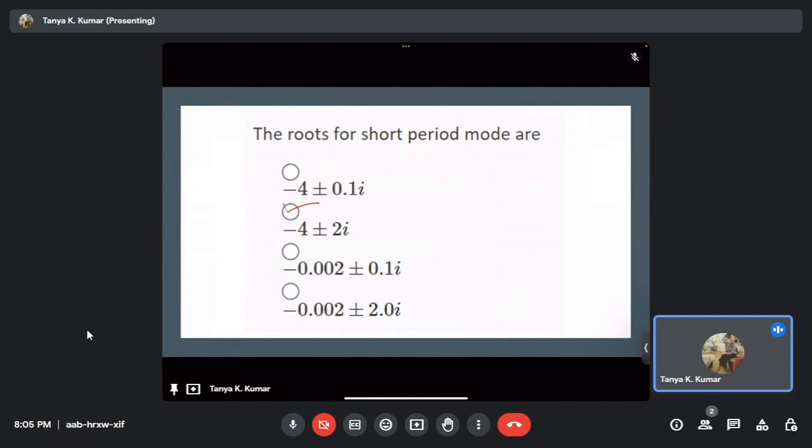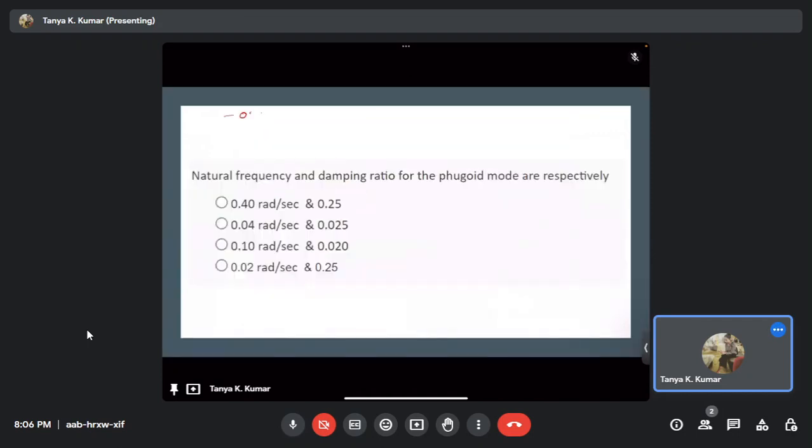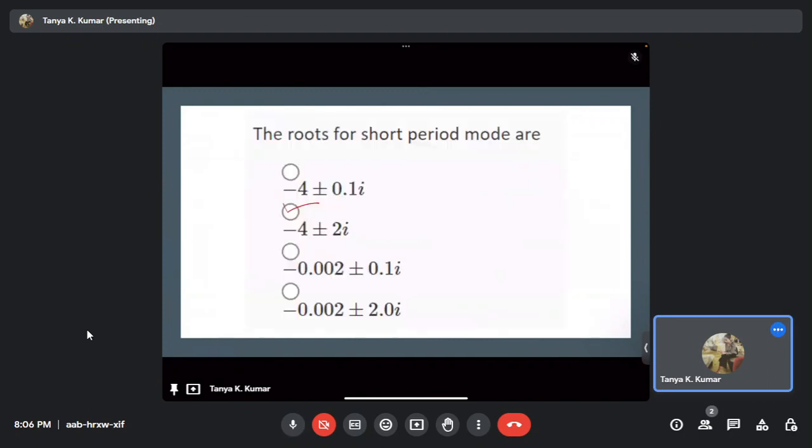Okay, natural frequency and damping ratio of the phugoid mode, the long period. So the roots are minus 0.002 plus or minus 0.1i.